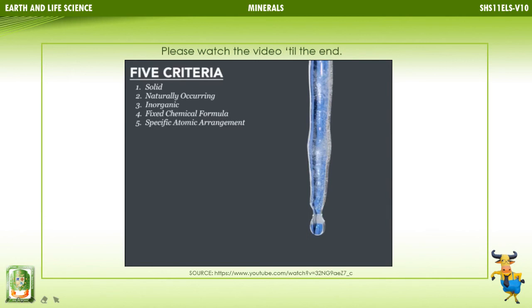So that's fine. Is it naturally occurring? Of course. There's quite a bit of ice naturally existing on Earth. It is not an organic material. It is not living. It never was living, and is not made by living things. It does have a fixed chemical formula, H2O, and it does have a specific atomic arrangement. So is it a mineral? Well, according to our criteria, yes, it is. However, there's a lot of debate about this, and some people think ice should not be considered one because in most places on Earth it would exist as a liquid. So we'll give that one a question mark.